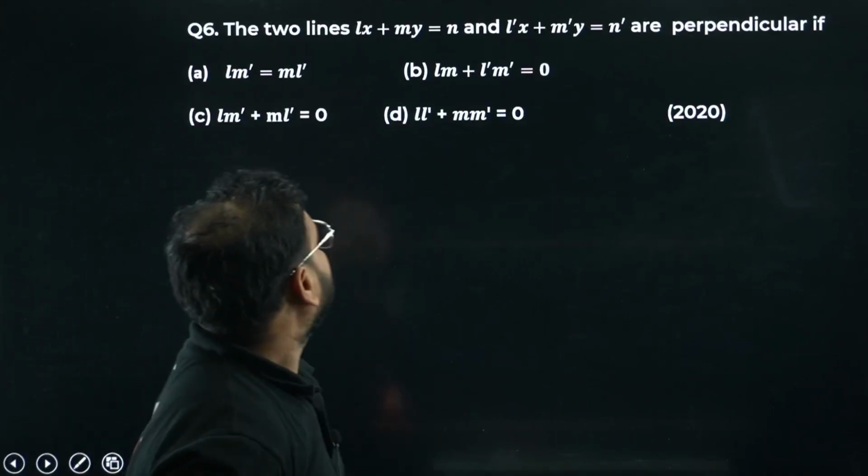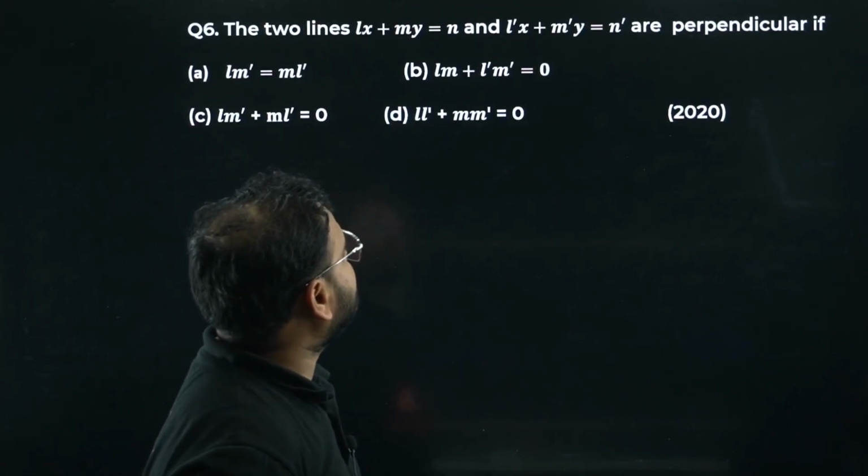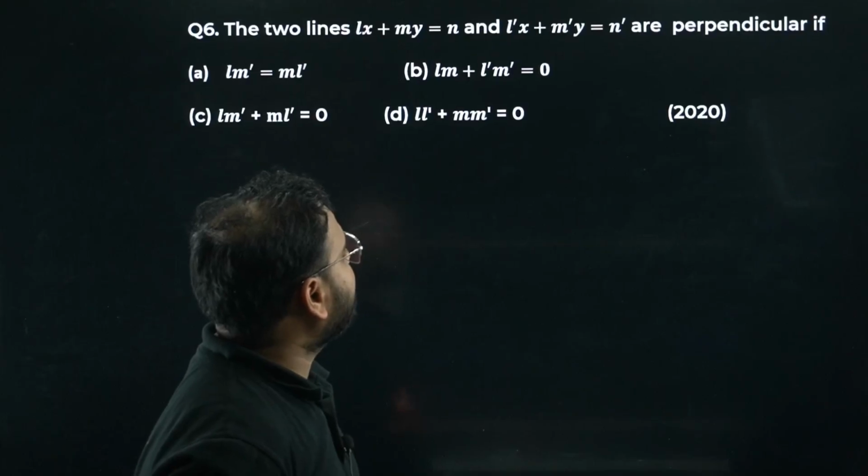Sixth. Lx plus my equals n, L dash of x plus m dash of y equals n dash. Perpendicular. Find the slope from here.